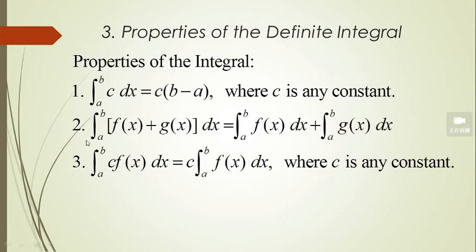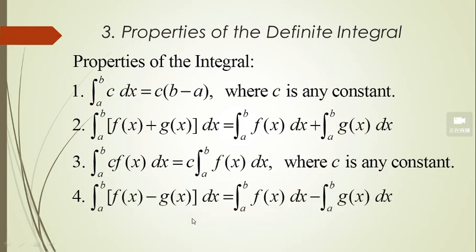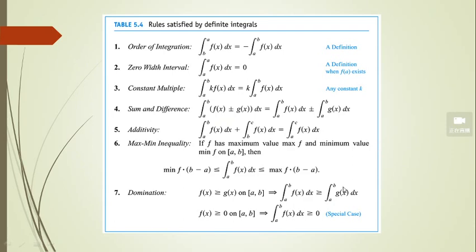This is the sum rule, and the constant multiplication rule. And of course, if we have f(x) minus g(x), it's the same, it just becomes minus. That is the difference rule in the differentiation part. Now this table shows more.